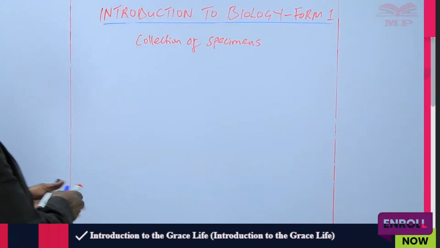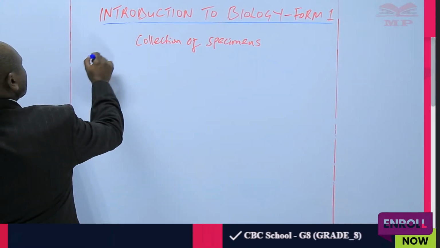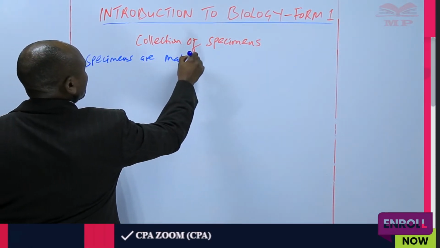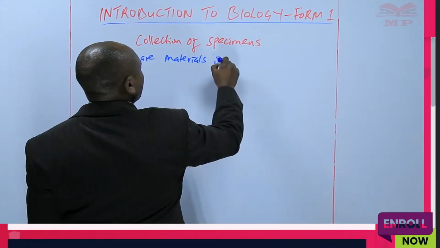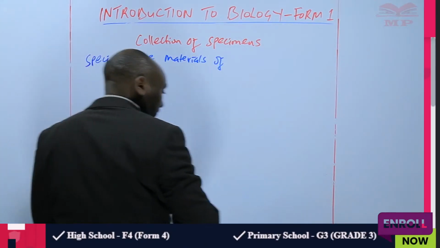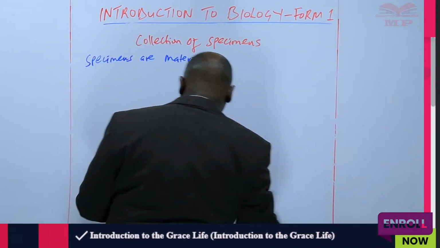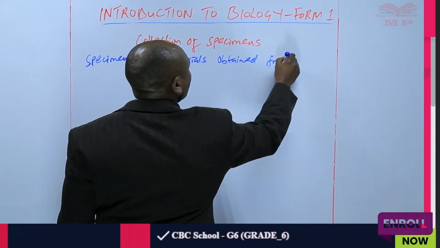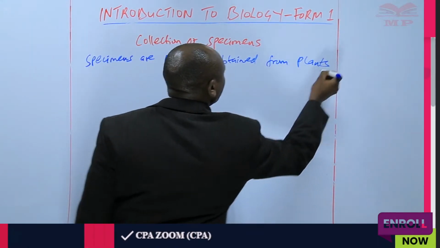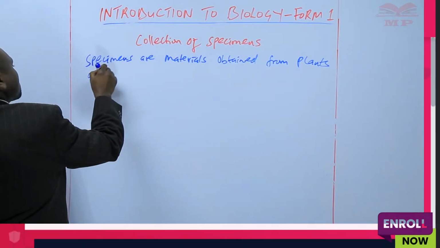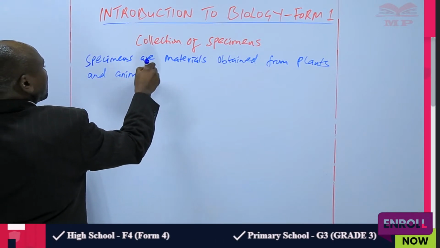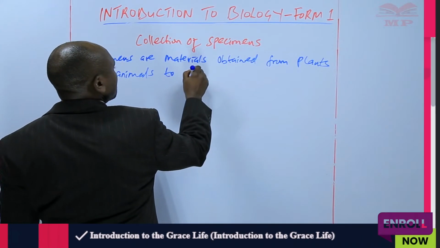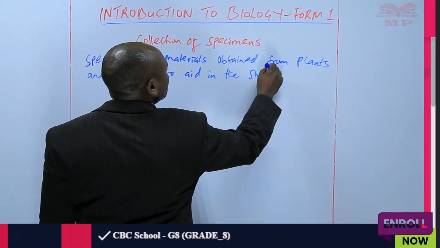So basically we can say that specimens are materials obtained from plants and animals to aid in the study of biology.